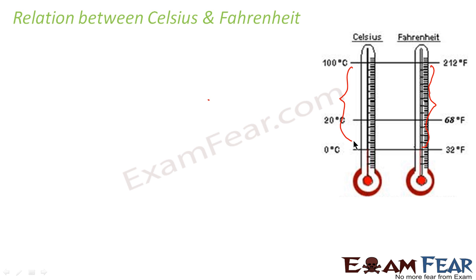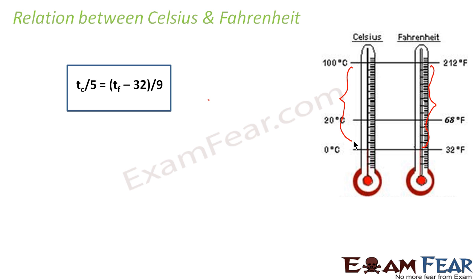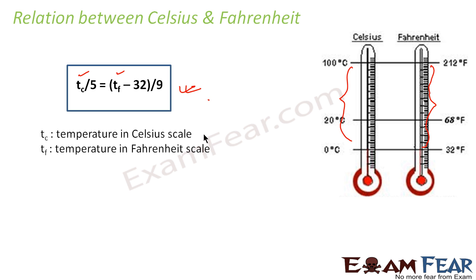Now, how are Celsius and Fahrenheit related to each other? The relation that joins them is Tc/5 = (Tf - 32)/9, where Tc is the temperature on the Celsius scale and Tf is the temperature on the Fahrenheit scale. Please remember this relationship because this is going to help you in the long term. As I told, Tc is the temperature in Celsius scale and Tf the temperature in Fahrenheit scale.